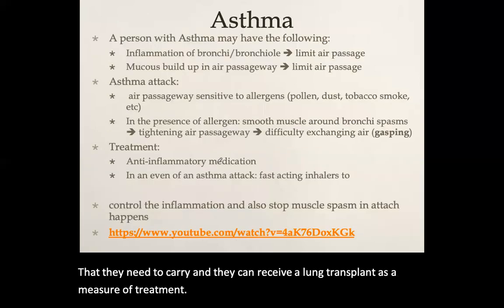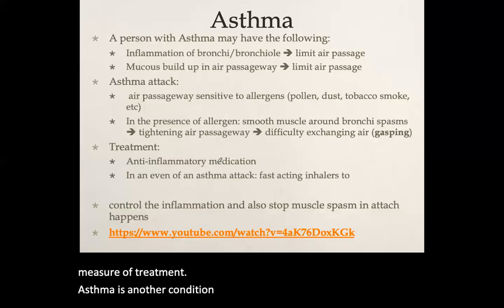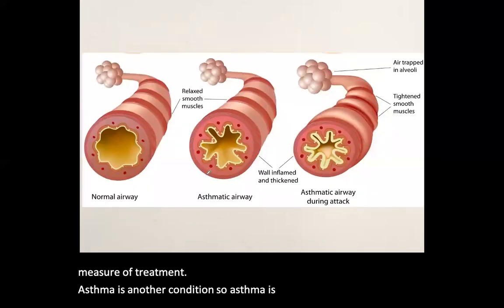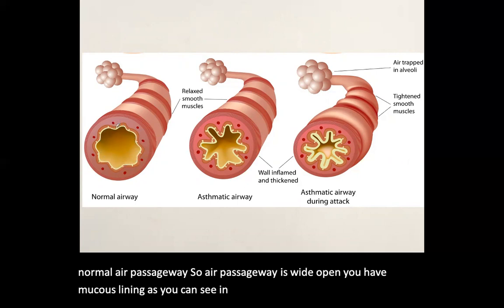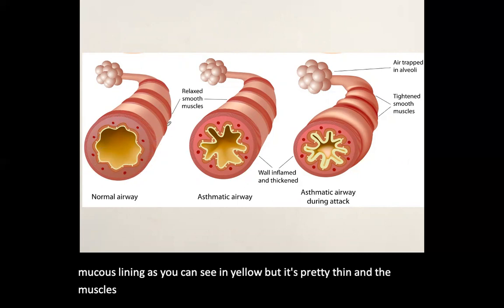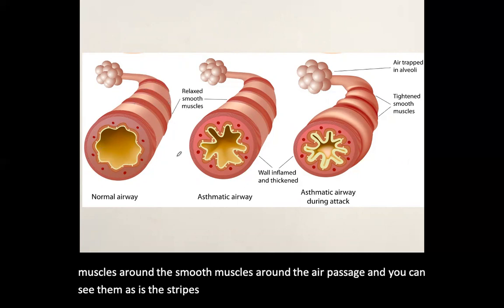Asthma is another condition. So asthma, a typical person. Here is a normal air passageway. So the air passageway is wide open. You have a mucus lining, as you can see in yellow, but it's pretty thin. And the smooth muscles around the air passageway, you can see them as the stripes, are pretty relaxed. So they're not squeezing the air passageway.